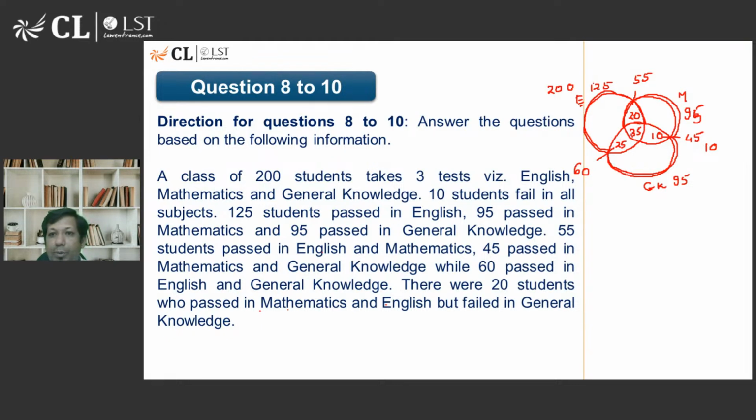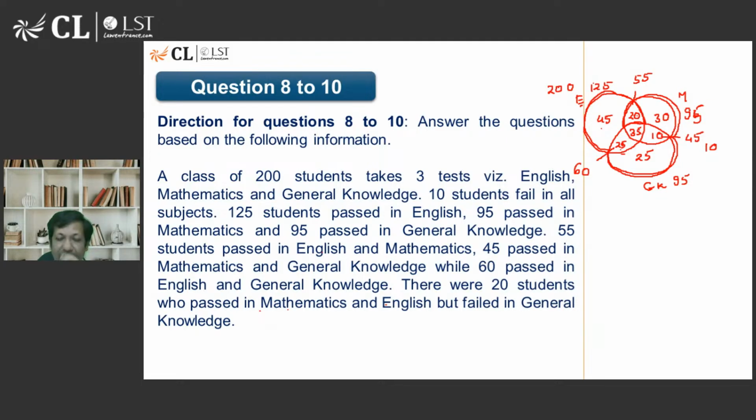So this is going to be what? 60 plus 20, 80. So it is going to be 45. 30, 65. So this is going to be 30. 60 plus 10, 70. So this value is going to be 25, because total circle is 125. Out of 125, this is 20, this is 35, this is 25. So the remaining 45 is going to go here.